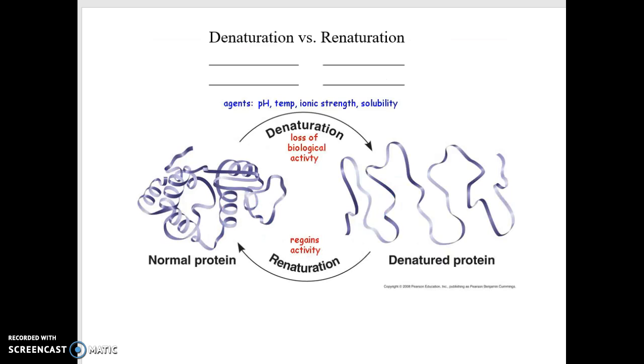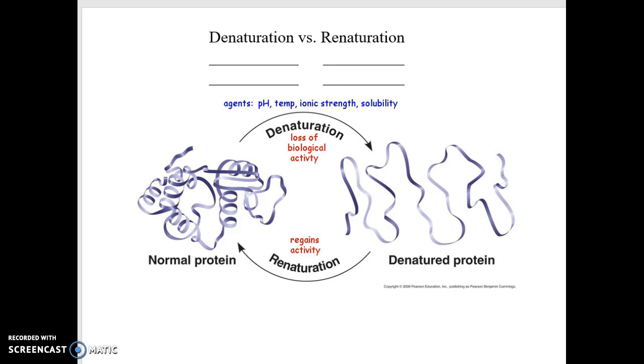So when we look at enzymes, denaturing is the changing of the shape of the enzyme. Change the shape of the protein. pH changes it, temperature can change it. Sometimes the ionic strength of the molecules associated with the membrane or with the protein can change it, and the solubility of it can cause those things to change. The key is when you denature it, they lose their biological function.